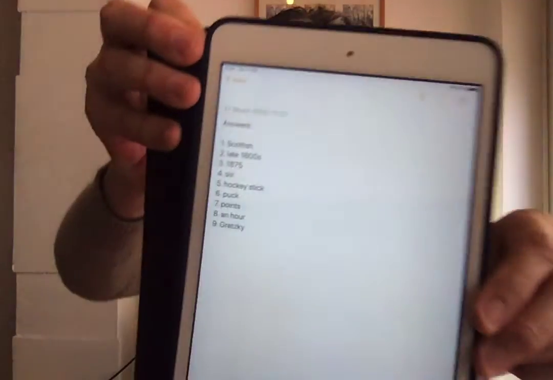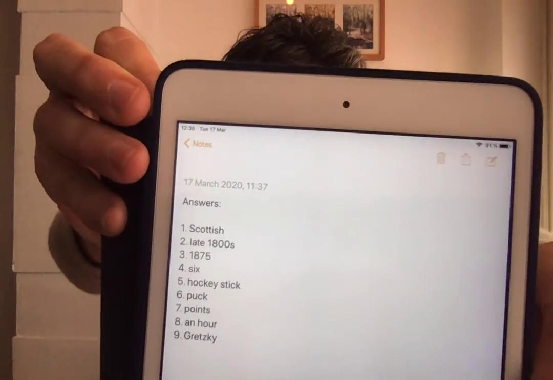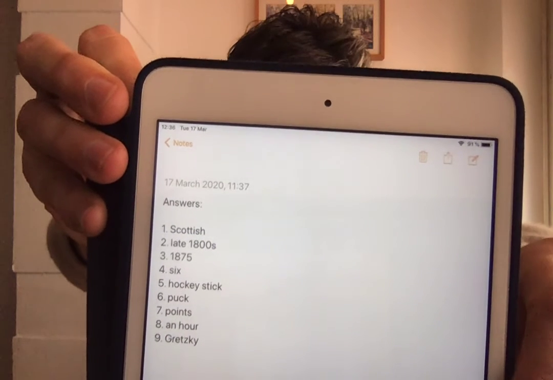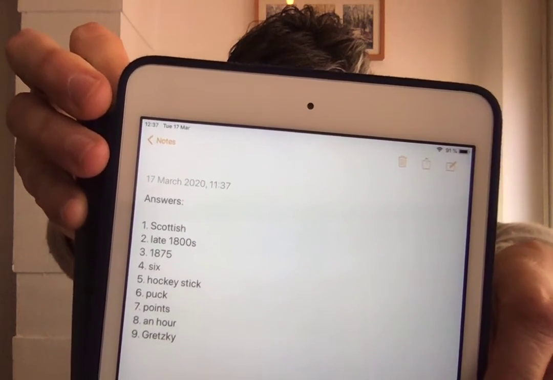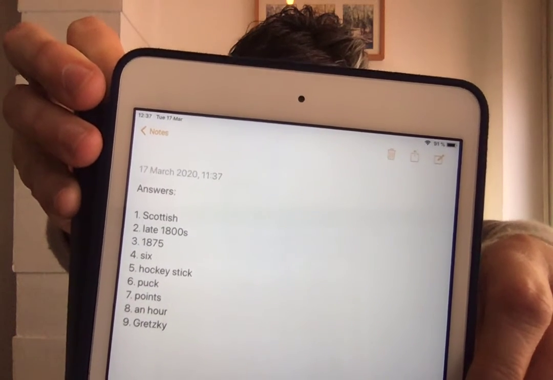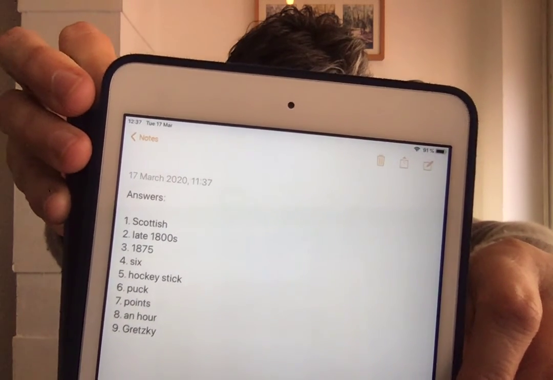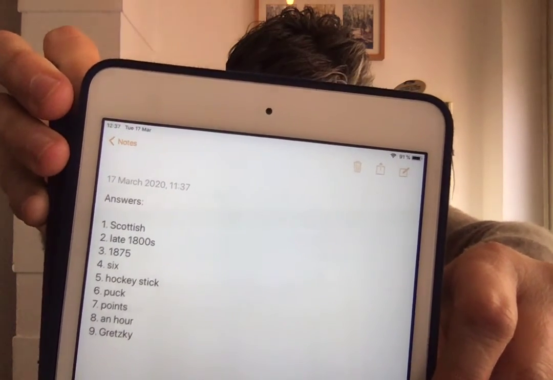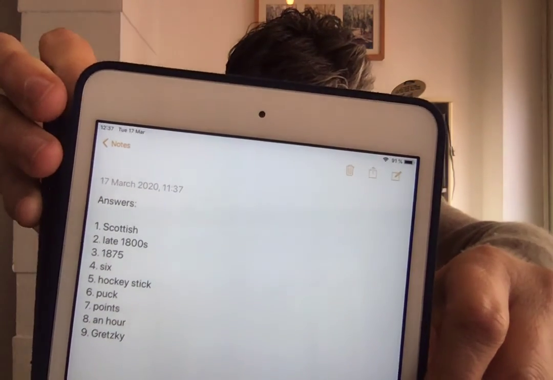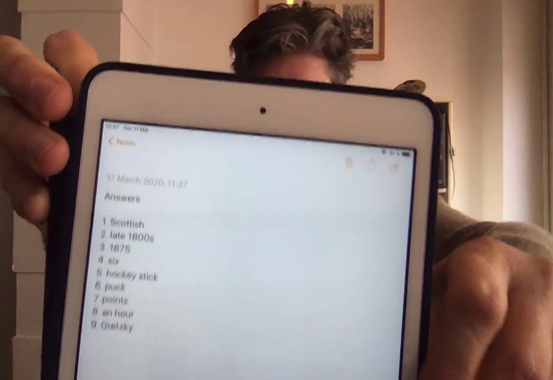So here are your answers. I'm going to put them up on the screen. Number 1 is Scottish. Notice, capital S. Number 2, late 1800s. Number 3, 1875. Number 4, 6. Number 5, hockey stick. Number 6, puck. Number 7, points. Number 8, an hour. And number 9, Gretzky.